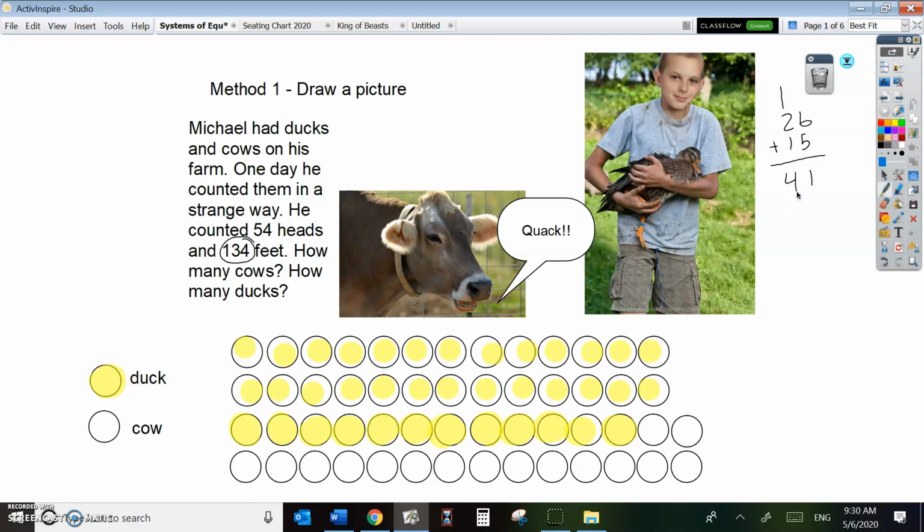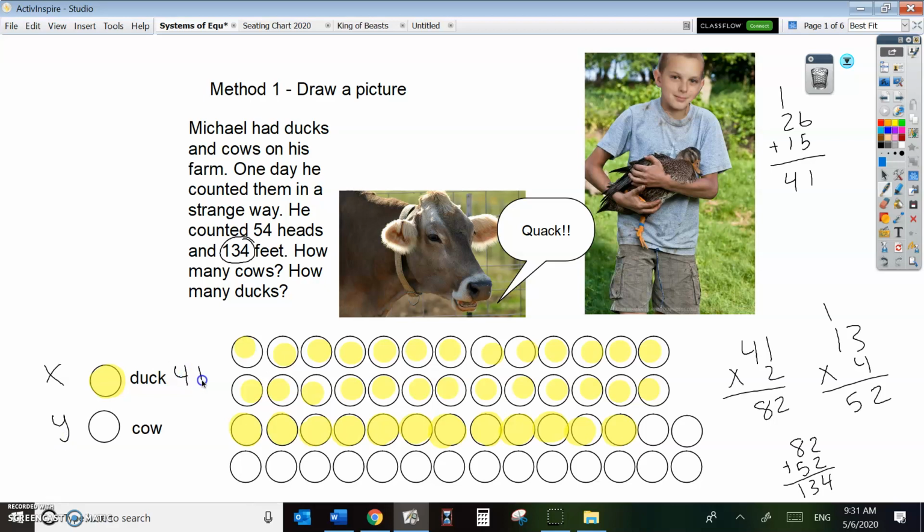So 41 ducks, 41 times 2 is 82, and that leaves 13 cows, because 13 plus 41 is 54. 13 times 4 is 52, and 82 and 52 is 134. So that's the right amount. So ducks equals X, and cows equals Y, and there's 41 ducks and 13 cows.